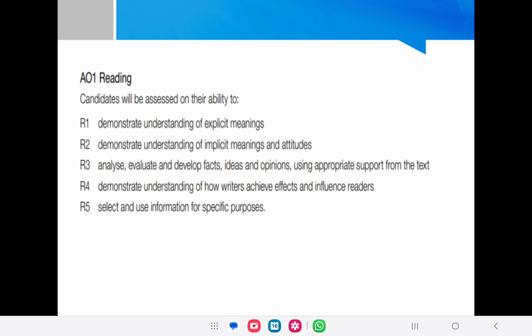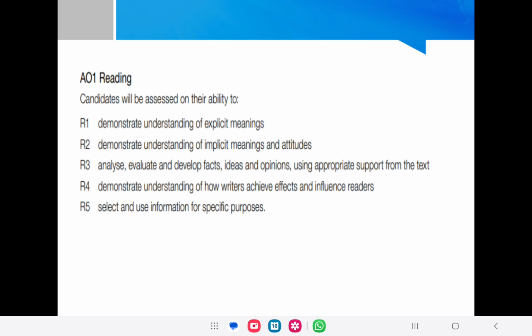Reading objective number 1 is that students should demonstrate understanding of explicit meanings. Reading objective number 2 is that they demonstrate understanding of implicit meanings and attitudes. Explicit is something that is clearly written in the text. You read it, you find it. Implicit means something that is hidden, that is between the lines. You read it, you infer it, you understand it, and then you try to make things from yourself after getting the feel of the whole text.